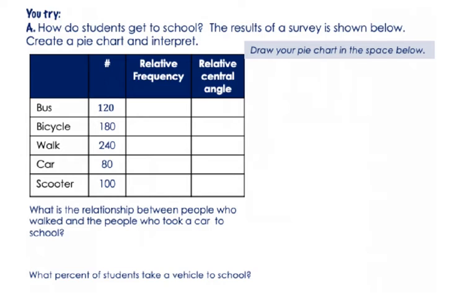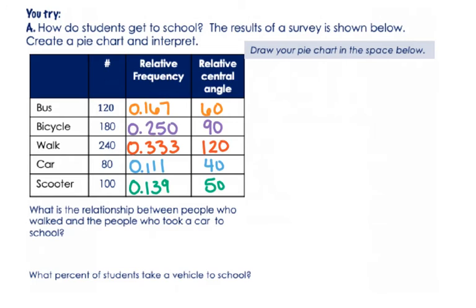Alright, and then let's look at this one. So, I want you to try this one. So, how do students get to school? The results of a survey is shown below. Create a pie chart and interpret. So, the first thing I want you to do is fill out the relative frequency and the relative central angle using the same formulas we used in the last one. So, I want you to pause the video and try it in 1, 2, 3. Alright, so here's what you have. So, bus 0.167, bicycle 0.250, walking 0.333, car 0.111, scooter 0.139, using those same formulas that we just looked at.